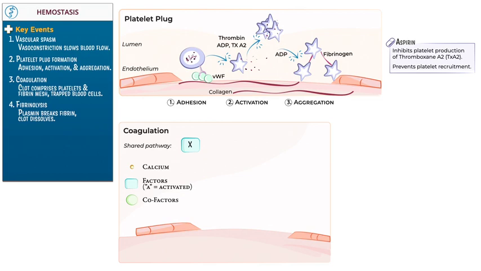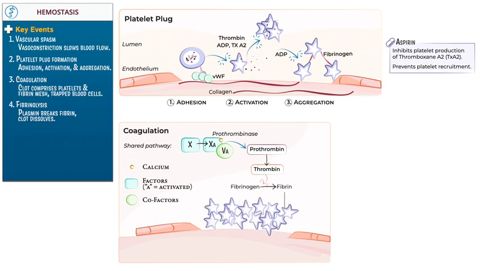Show that activated factor X combines with calcium and cofactor 5A to form prothrombinase, which is the complex that transforms prothrombin, also known as factor 2, to thrombin, factor 2A. Now show that thrombin converts fibrinogen to fibrin, which forms a meshwork that surrounds the aggregated platelets and traps other materials, including red and white blood cells and serum.